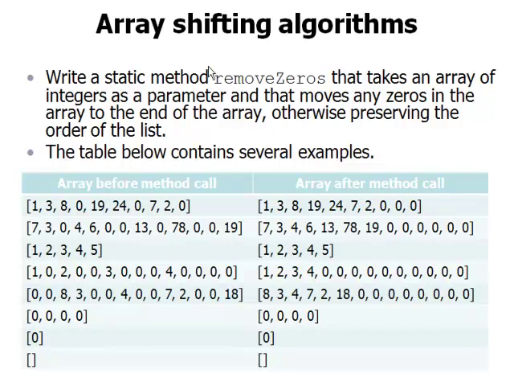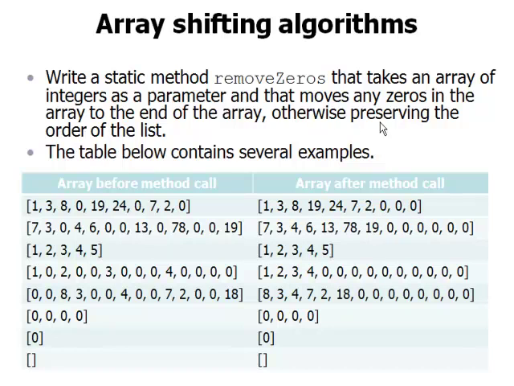This problem involves an array shifting algorithm. We're asked to write a method called removeZeros that takes an array of integers as a parameter and moves any zeros in the array to the end of the array. In this example, there are 3 zeros in the array before the method is called, and we can see that those 3 zeros have been moved to the end of the array.